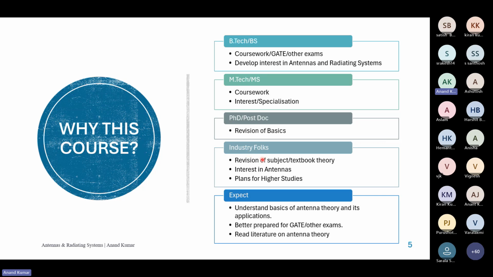Okay, so for industry folks, you could have one of these reasons, and what you can expect from this course is a basic understanding of basics. I'll be showing you what is written in the textbook, and I'll talk about it. I'll give you an idea of what those equations are meant to be. This is a disclaimer that I won't be doing the math for you. You have to do it on your own.